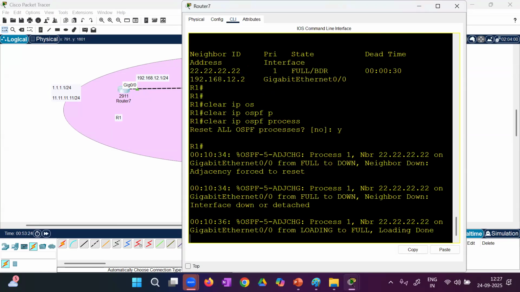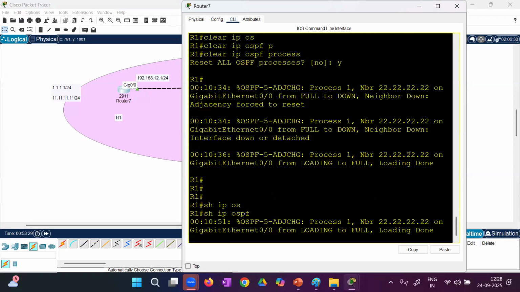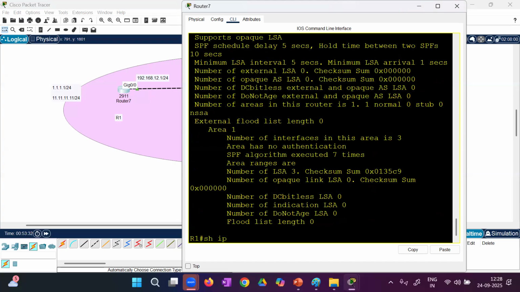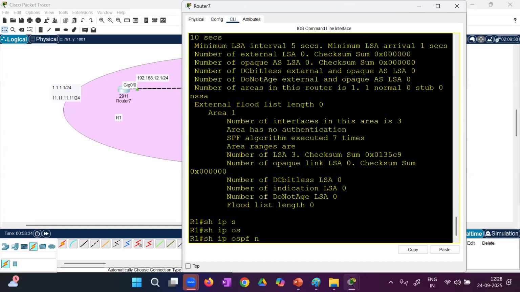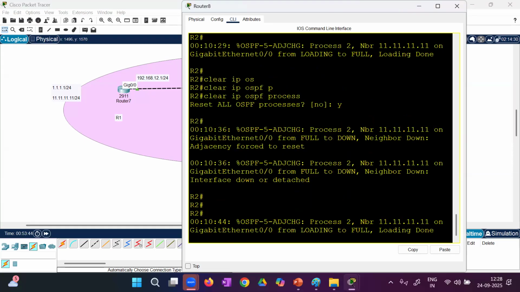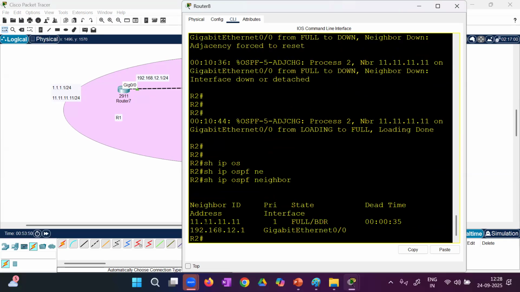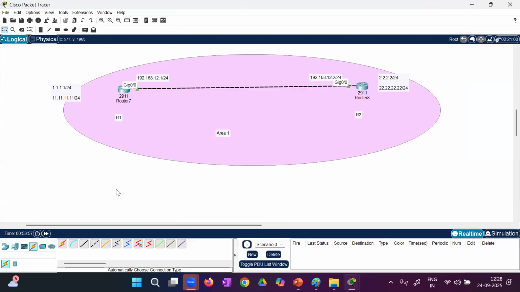Now come to this one. Show ip ospf neighbor. See, this one is what? DR. Understood this? And same as you can check it from here also. Show ip ospf neighbor. And this one is what? BDR. Clear? Understood? This completes OSPF.